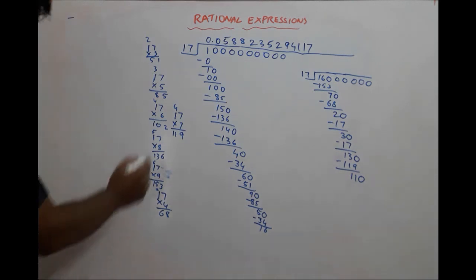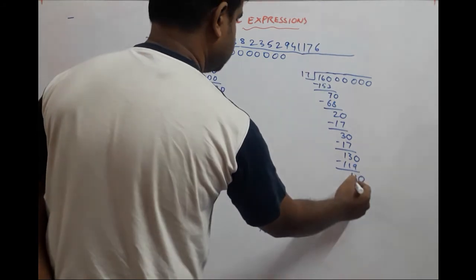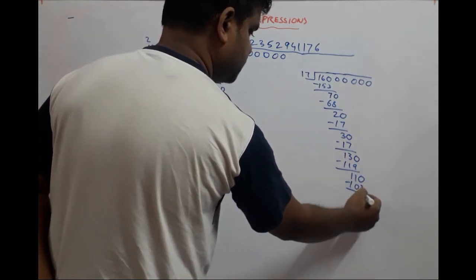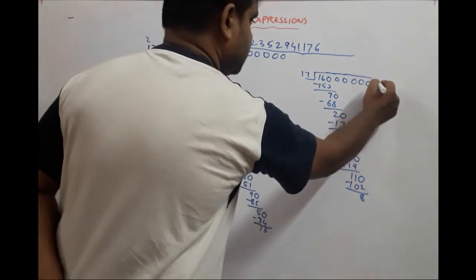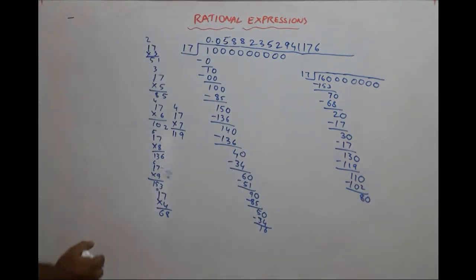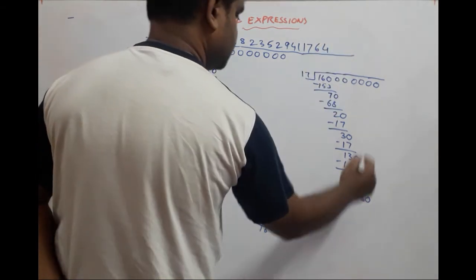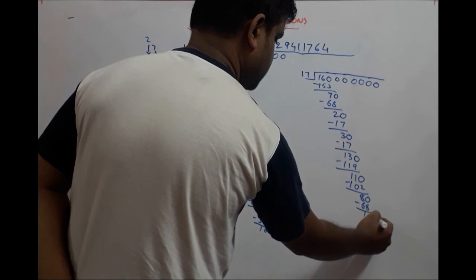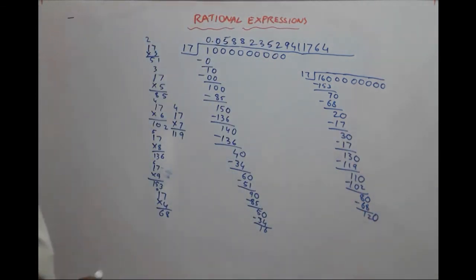110. So 17 into 6 is 102. 17 into 6 gives us 102. 110 minus 102 gives us 8. Put a 0 here, bring the 0 down. Which one will go? 17 into 4. 17 into 4 will give us 68. We get 12, and we put a 0 here, bring the 0 down over here.